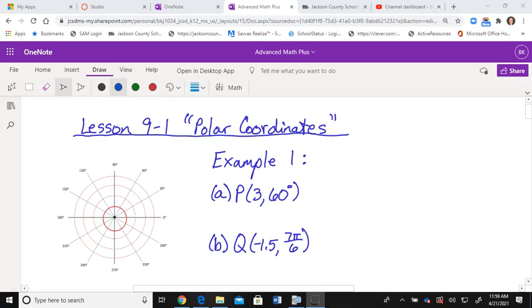Today we're doing polar coordinates. It's lesson 9.1 in your book. I have the examples written on here. First thing, I've passed out your graph paper, right? Everybody see it? All right.